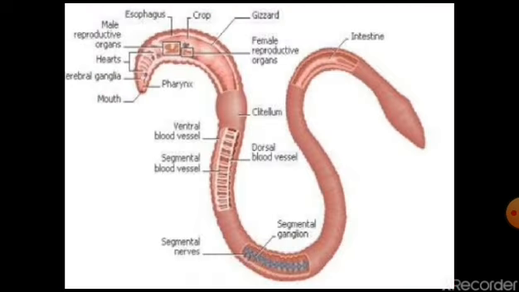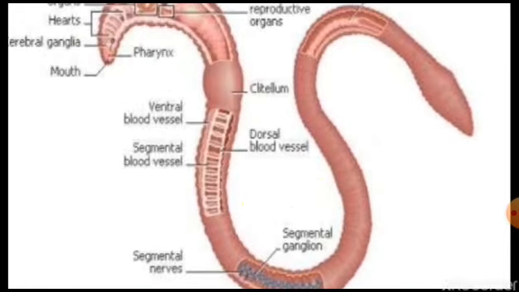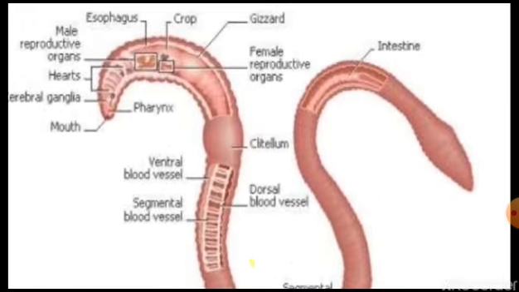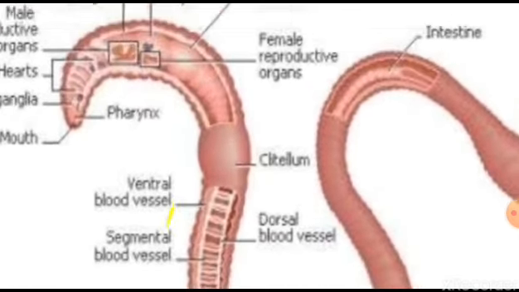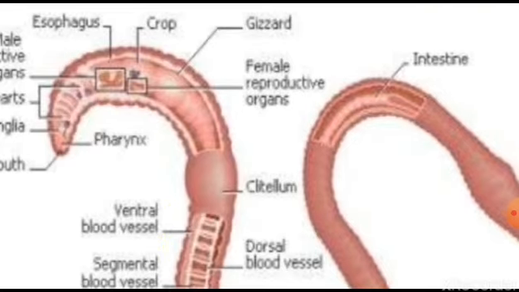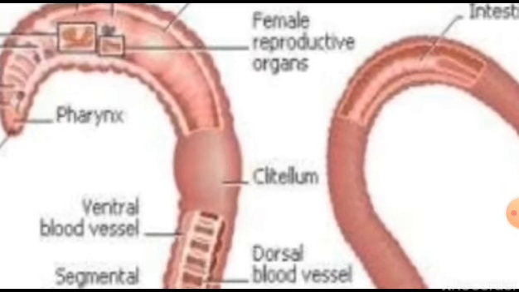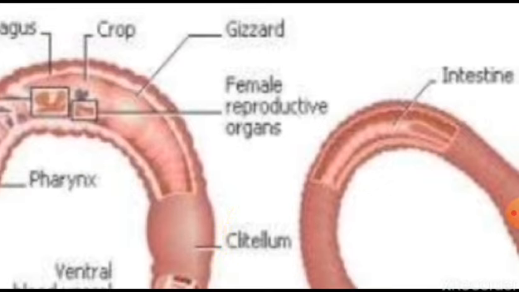Here you can see mouth is immediately followed by pharynx. Then there is a tube from pharynx known as esophagus. There is a swollen region which represents the crop and a much more swollen region which represents the gizzard of the earthworm.